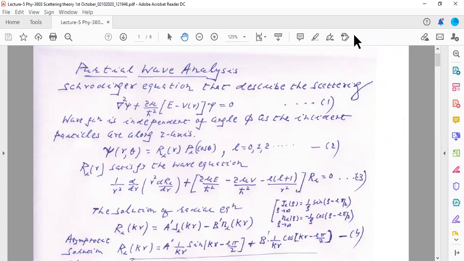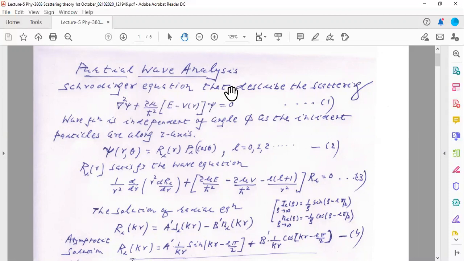This is my lecture number 5, and today we will extend the partial wave analysis. We have studied the partial wave analysis in the previous lecture 4, and you see we have used the Schrodinger equation, which is mentioned here. This is equation number 1, which you already know: del square psi plus 2 mu over h cross square (E minus V of r) psi is equal to 0, where mu is the reduced mass of a system of two particles, and here V of r is the potential.